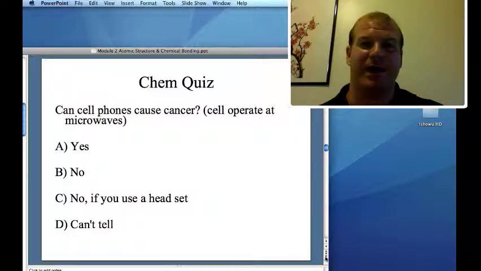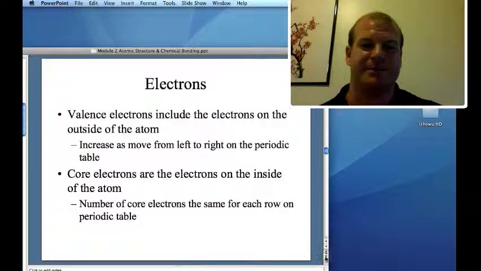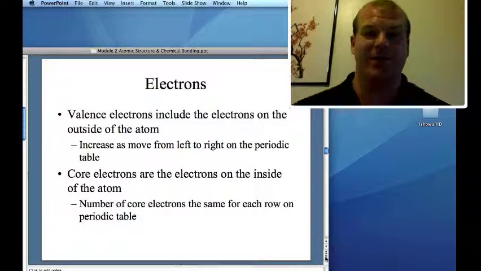Microwaves cannot break chemical bonds, therefore they cannot cause cancer. So no matter what you hear in the news, it's complete rubbish. It's just not true because of physical reasons. So let's go talk about electrons.